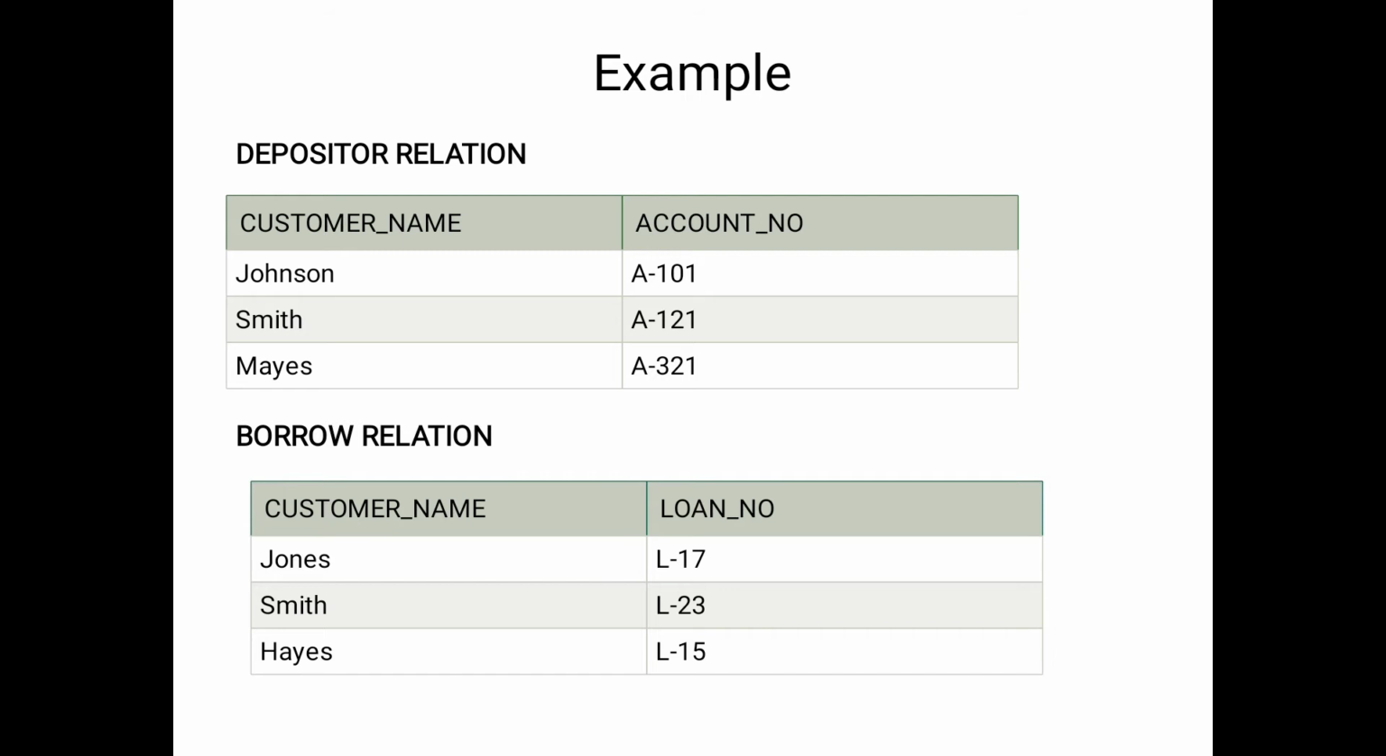Please observe these two tables. Only the customer name is common to both tables. Here the union operation is performed on the customer name field only, because the depositor table has an account number field, but the borrow table has a loan number. In the borrow table there is no account number, and in the depositor table there is no loan number. That's why we perform the union operation with the customer name only.